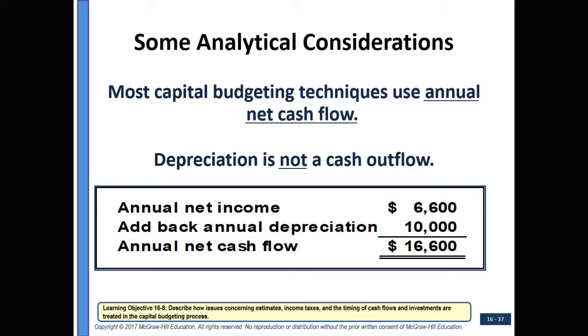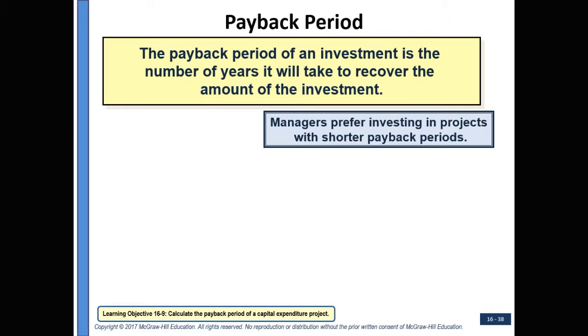Annual net income is $6,600. When we add back annual depreciation of $10,000, then we get an annual net cash flow of $16,600. Payback period is another analysis technique. The payback period of an investment is the number of years it will take to recover the amount of the investment. Managers prefer investing in projects with shorter payback periods.